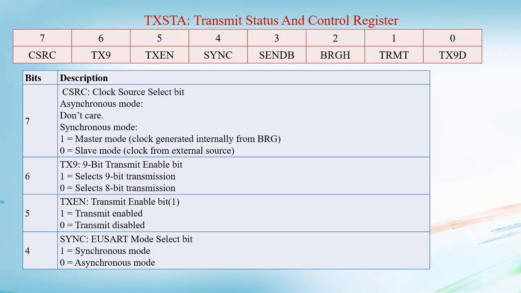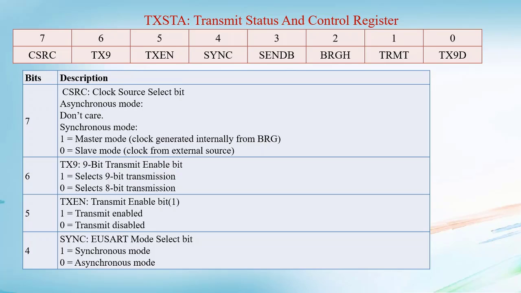6th bit is TX9, that is the 9-bit transmit enable bit. If it is set, it selects a 9-bit transmission. If you are transmitting 8-bit data, then this bit should be 0 or clear. TXEN, 5th bit, it means transmit enable bit. When this bit is equal to 1, transmit is enabled, otherwise it is disabled.